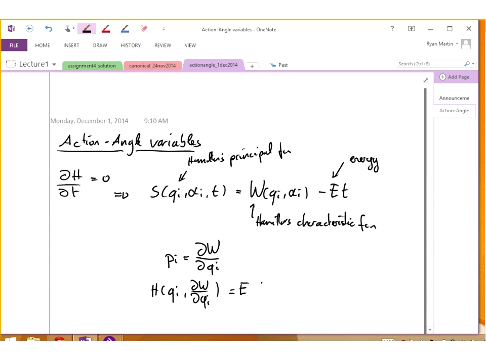So we're going to go a little bit further in our assumptions, and we're going to consider the case where the W function itself is called separable. So just now we made the assumption that S is separable. That means we can separate the dependence on the variables from the dependence on time. And we can also make the assumption that W is separable. That means that we can separate the different coordinates into different functions.